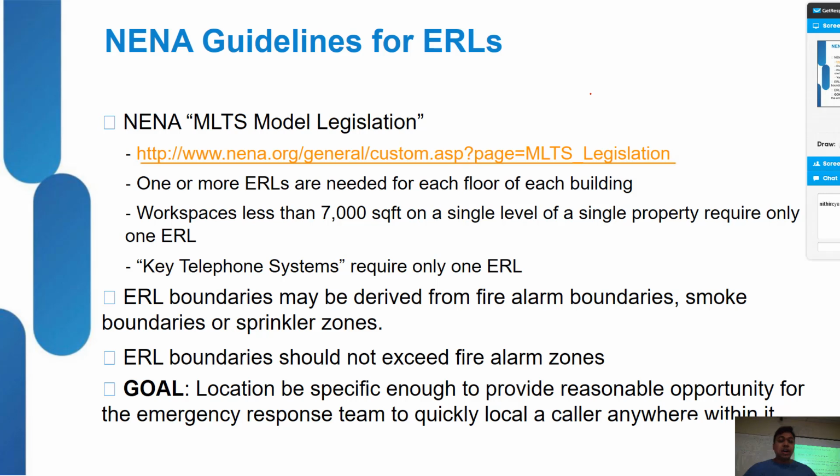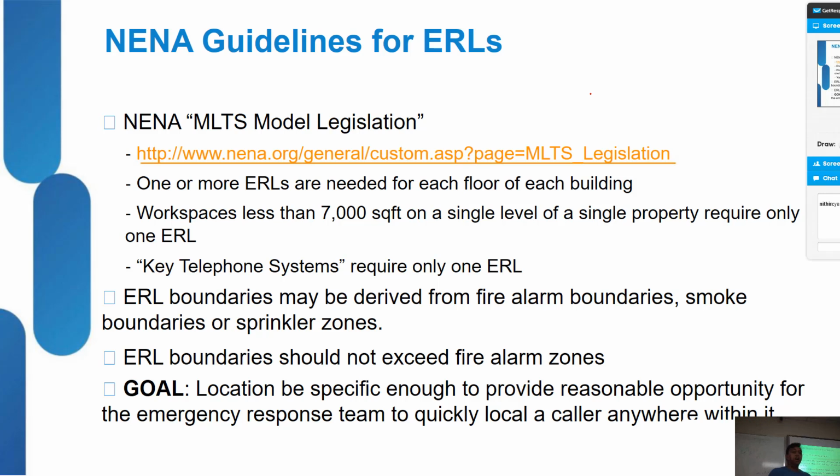So ERL provides a boundary that is derived from fire alarm boundaries, so smoke boundaries and sprinkler boundaries. So they basically follow the same category. So when fire department guys come in and design the sprinkler, they go to the same zoning concept. They say there is one sprinkler for every 500 square feet or square meter, whatever they follow.